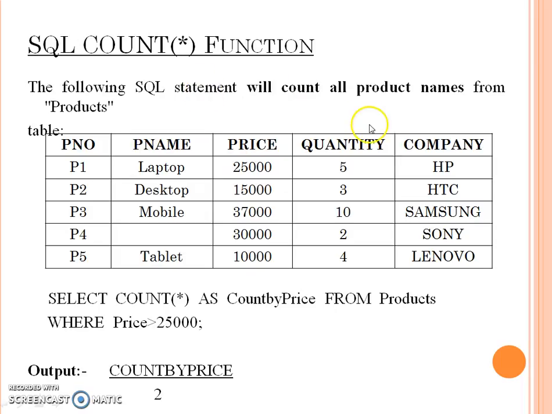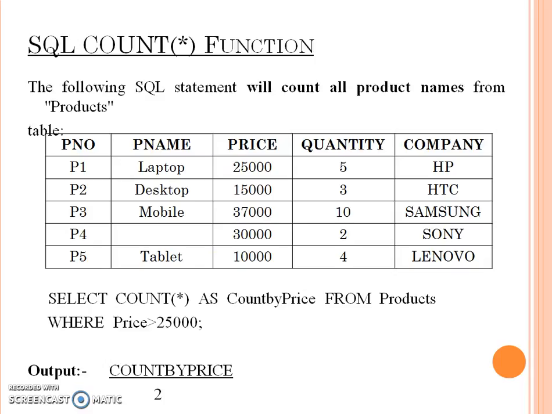Yes. So count star is going to include all the products irrespective of whether the column is null or not. That means it is going to include all the rows of the table, right? So select count star, count by price is the heading I am giving it, from products, where again I am giving the conditions, right? These aggregate functions can be extended by giving a condition where price greater than 25,000.